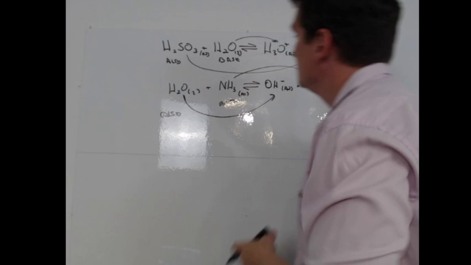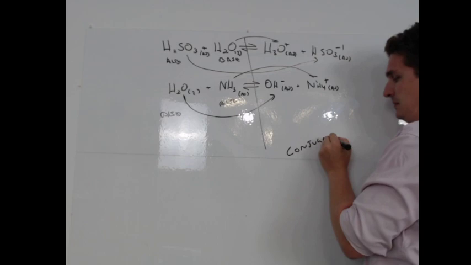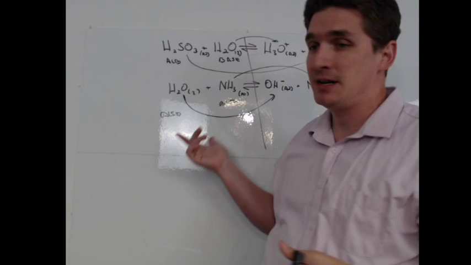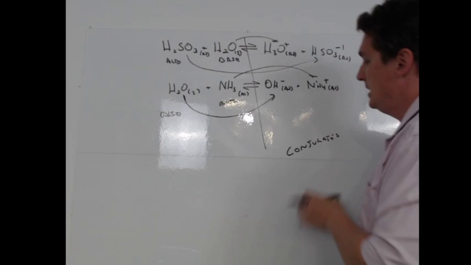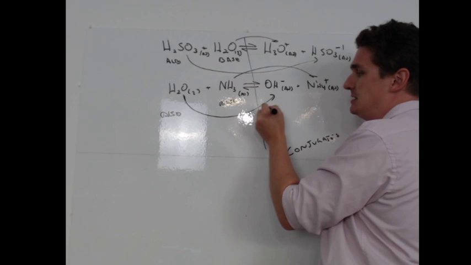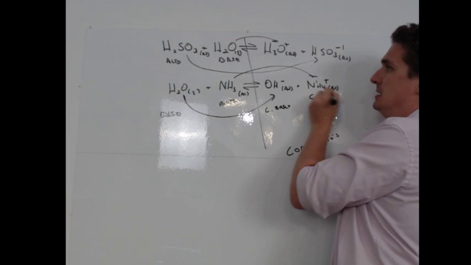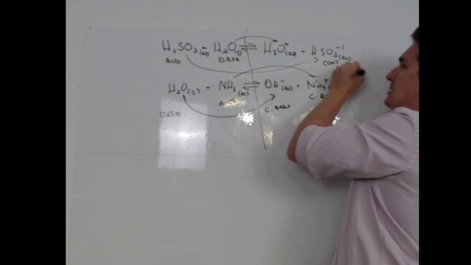Now, the right side is where your conjugates are. Everything that is a product is defined as a conjugate. So if you're saying one of these is the conjugate, you're automatically wrong. I don't even have to look at the problem. Conjugates only appear on the right side, and the conjugates are the opposite of whatever they started as. So if this started as an acid, this is the conjugate base. If this is a base, this is the conjugate acid. Up here, if this is the acid, this is the conjugate base. And up here, if this is the base, this is the conjugate acid.